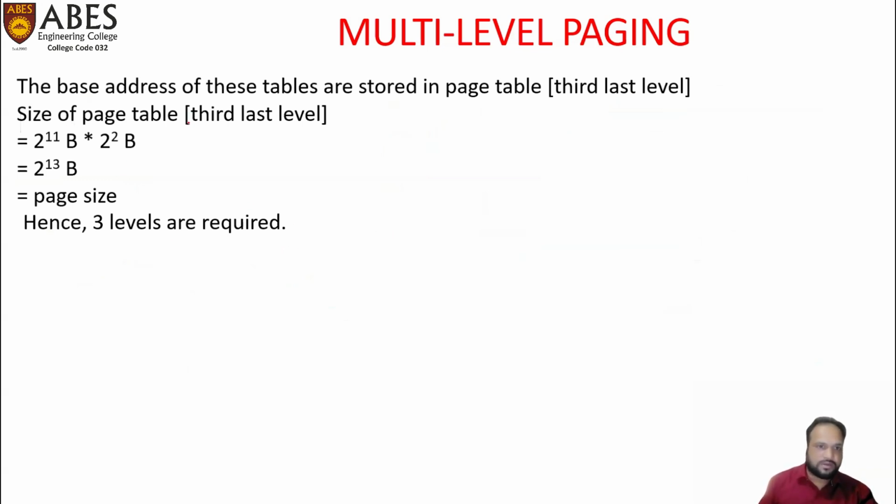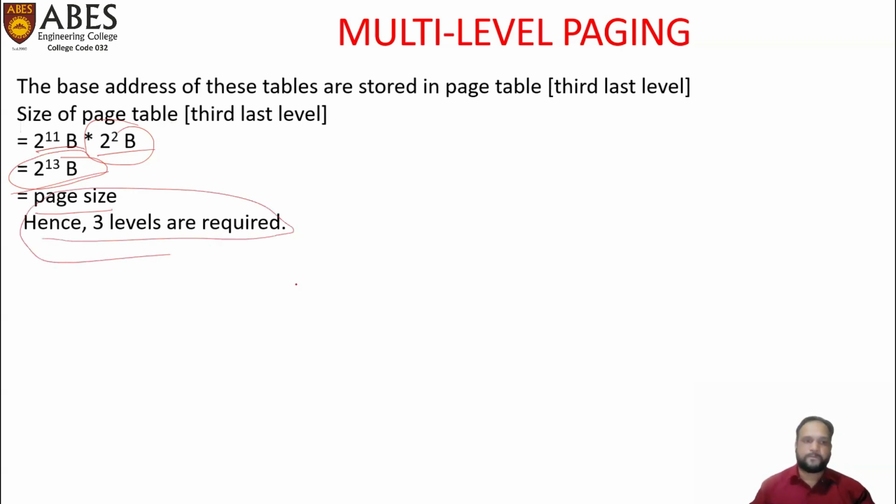So the size of the page table would be 2^11 bytes multiplied by 2^2 bytes, since the entry size is already given. So finally, it fits in the page size of 2^13 bytes. So the total number of levels we require to accommodate is 3 levels. So these are the 3 levels required.